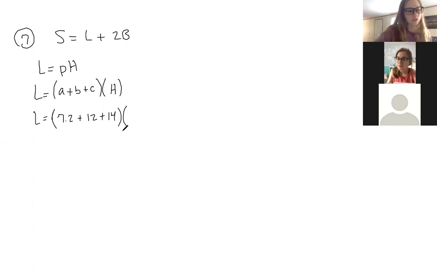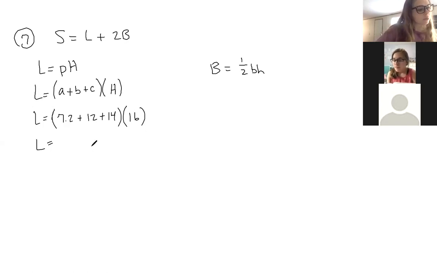Yes, don't get that confused, because when we find the area of the base, remember the base is a triangle, so we're using 1/2 base times height. That height right there is going to be different from this h right here. This is the height of the prism, which is what? 16. Yes. So the lateral surface area of this triangular prism is going to be 531.2.